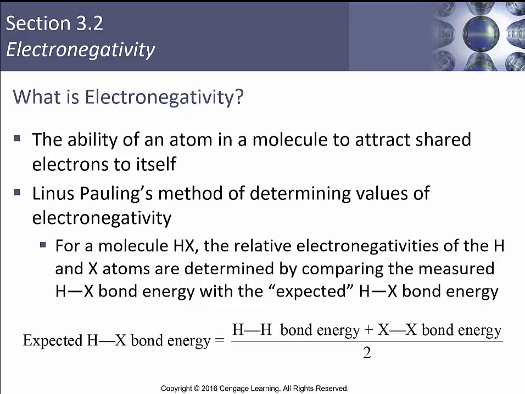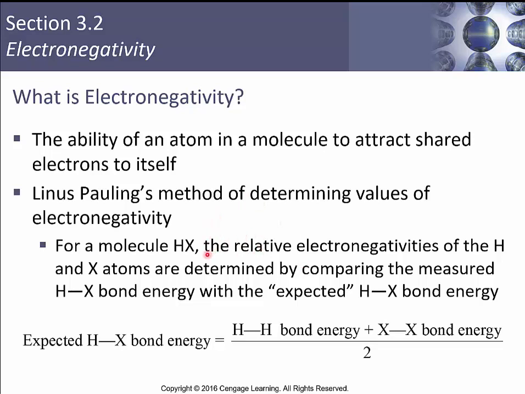Electronegativity. We talked about that a little bit at the end of the last chapter when we were talking about Linus Pauling and the Pauling electronegativity scale as being one of our atomic trends. Electronegativity is the ability of an atom in a molecule to attract shared electrons to itself. That is Linus Pauling's method of determining the values of electronegativity.